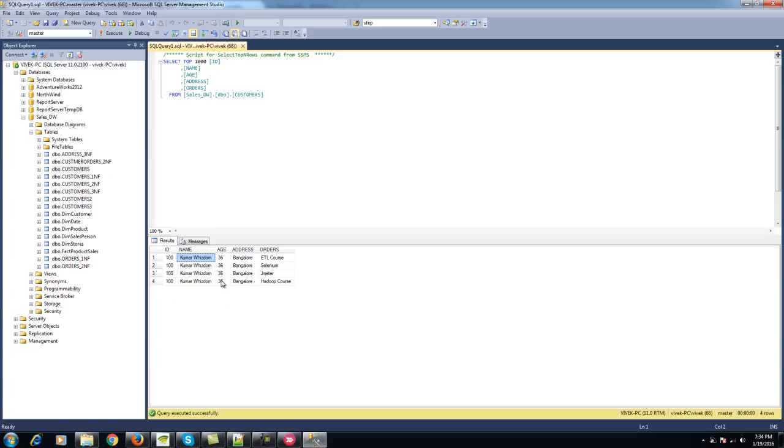The second issue is, say for example I have another record for Ashish, and he has taken a Hadoop course. That is the only course he has taken, and for some reason he is not willing to continue with the Hadoop course. What will happen? I will have to delete this record from the customer table, and the entire information for Ashish will be deleted, right? So this is the typical database which is not in a normal form.